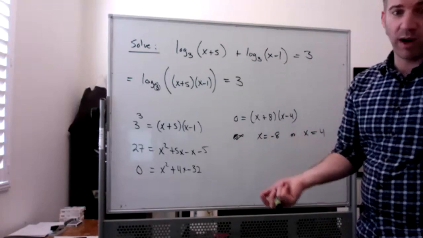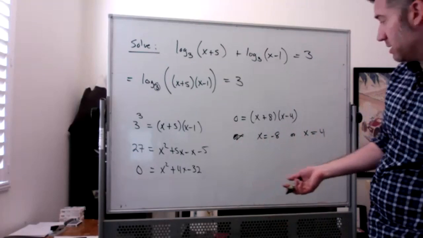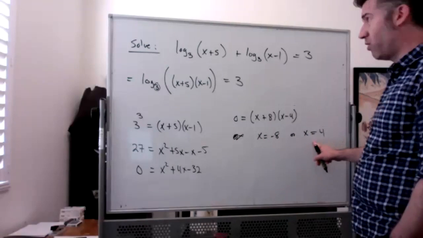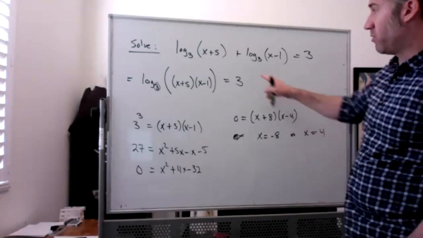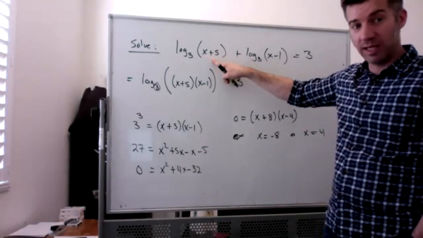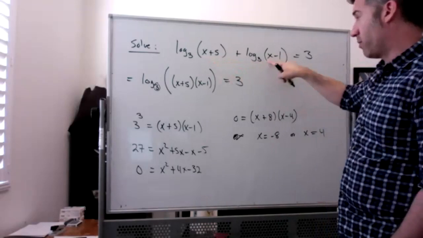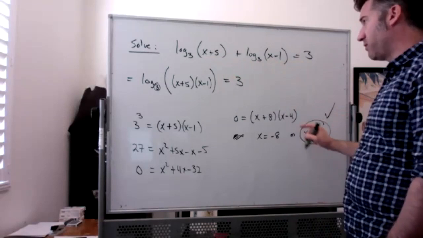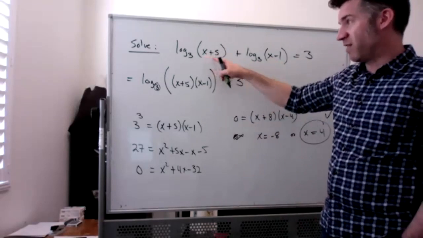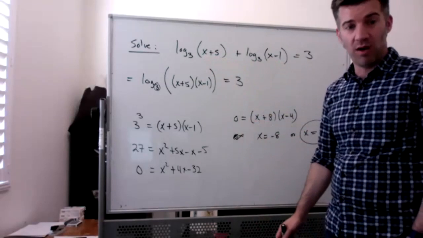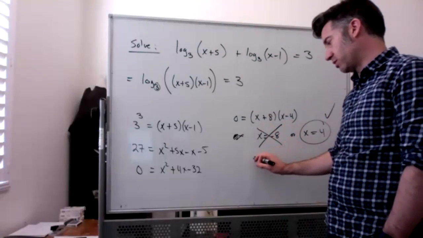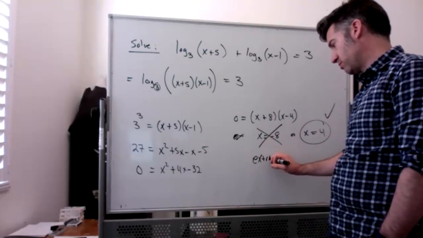One other thing to be aware of for a problem like this is that sometimes some of your solutions aren't actually solutions. X equals 4, definitely a solution. If you plug in 4, 4 plus 5 is positive, we can take the log of a positive number. 4 minus 1 is also positive. So great, 4 is good. On the other hand, if you plug in negative 8, negative 8 plus 5 is negative, and you can't take the log of a negative number. So negative 8 is actually not a solution, what we call an extraneous solution.